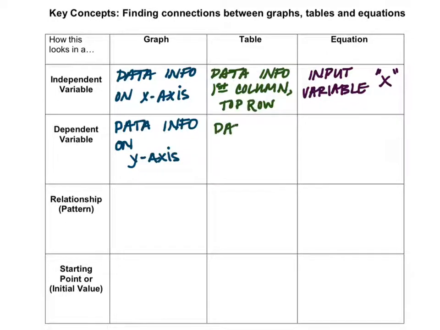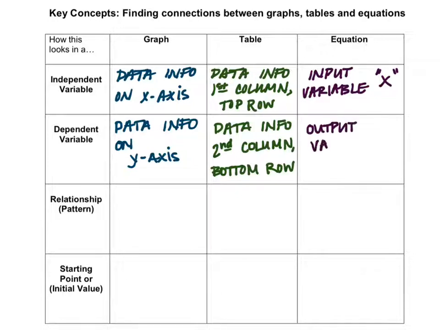In the table, this is going to be the data information we place in the second column or the bottom row. So again, we could have this as a vertical table or a horizontal table. We're looking either at that second column or the bottom row. And that gives us information on our dependent variable. Now in the equation, I'm going to take a look at the output variable. We usually think of this as the y. So that indicates in a table, graph, and equation what that dependent variable is going to look like.